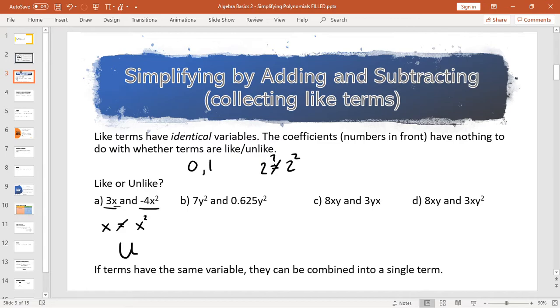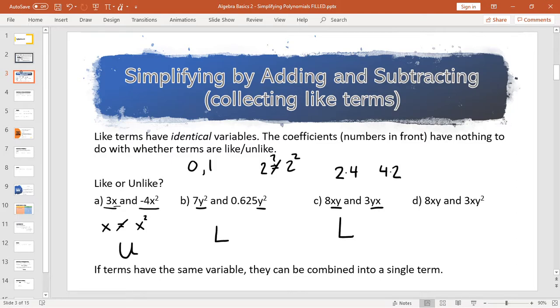Here I have in B 7y squared and 0.625y squared. We're decimal, integer, that's fine. Y squared and y squared. These are like terms, and they can be combined. In C, I have 8 and 3 for the numbers, don't care, and I have xy and yx. Now here's a question, are those the same? This is a weird situation. They are the same because you're allowed to put anything in any order. And once again, test it with numbers. Is 2 times 4 the same as 4 times 2? Does it matter what order your multiplication happens in? No. So xy and yx are the same, and they can be combined.